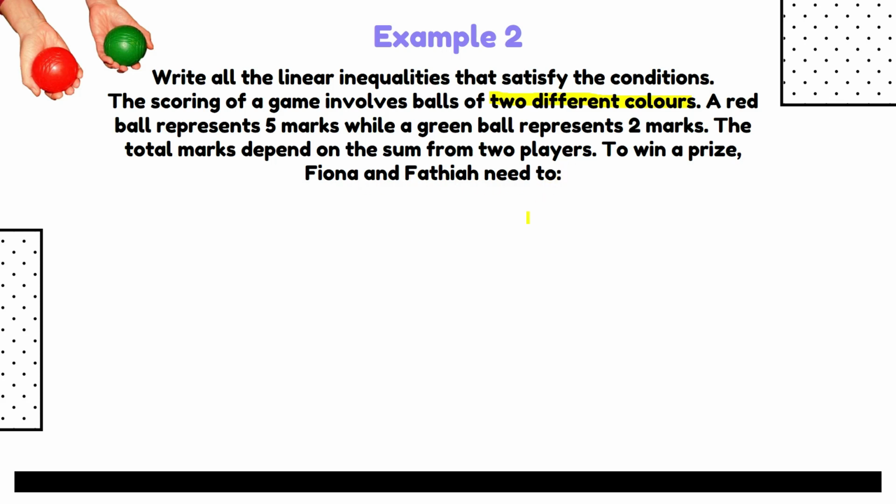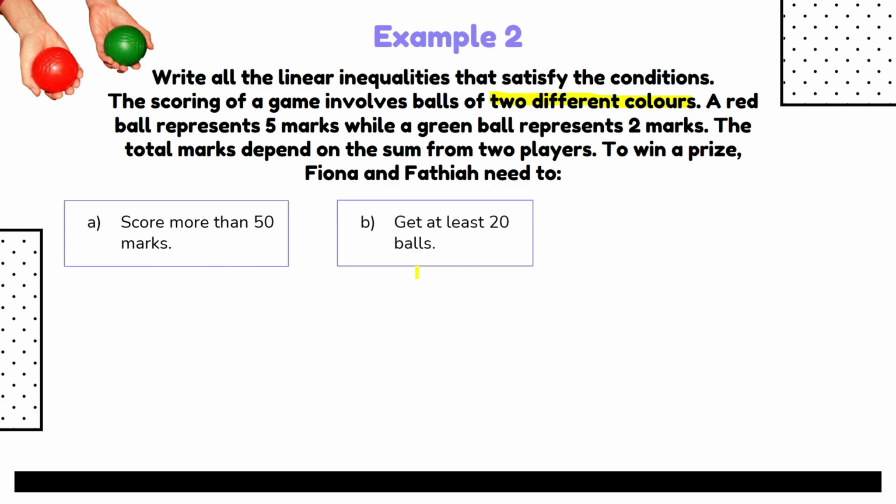There are 3 conditions for Fiona and Fatia to win. The first condition is they must score more than 50 marks, the second condition is get at least 20 balls, and the third condition is get more red balls than green balls. These are the 3 conditions for Fiona and Fatia to win this competition.